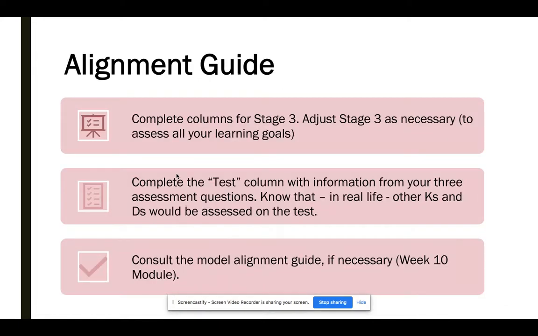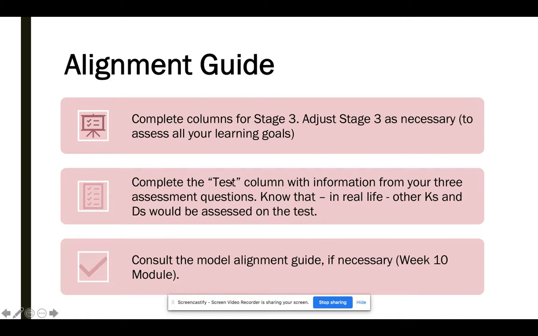All right, your alignment guide. Once you have your stage 3 in good shape, you can complete your columns for stage 3. As you do that, you might need to adjust stage 3 as necessary. Maybe you fill in stage 3 and then you realize, oh gosh, I didn't assess this learning goal, and you have to go add it back into stage 3. You can complete the test column.